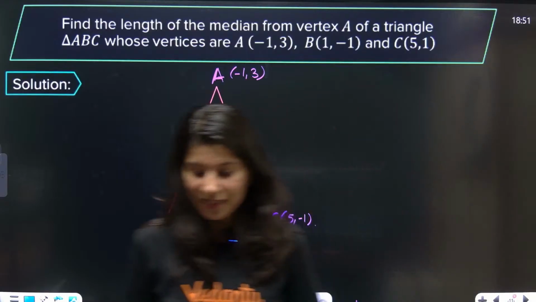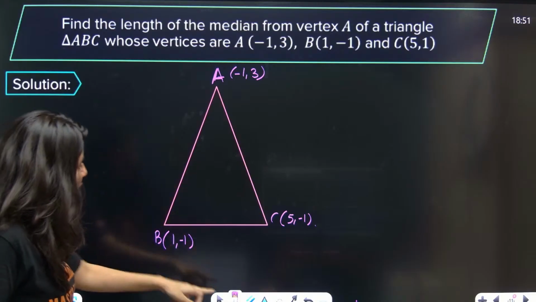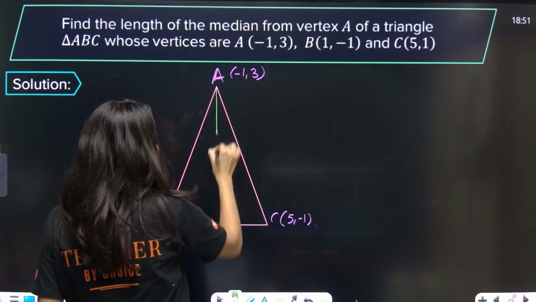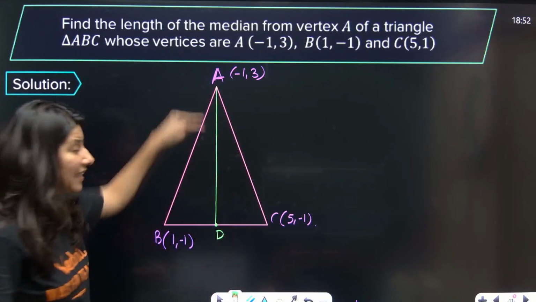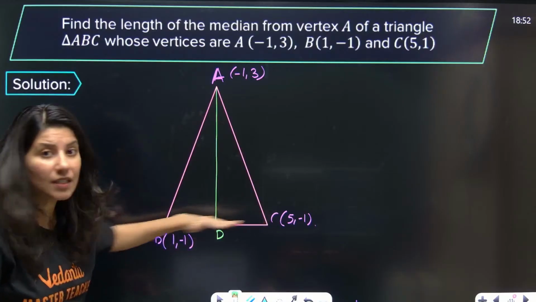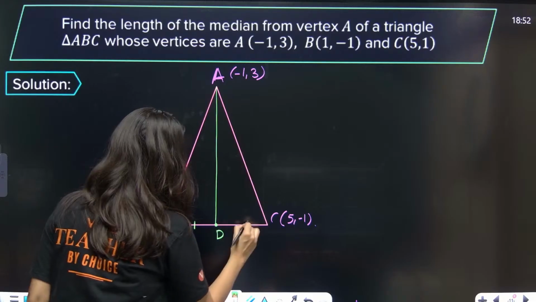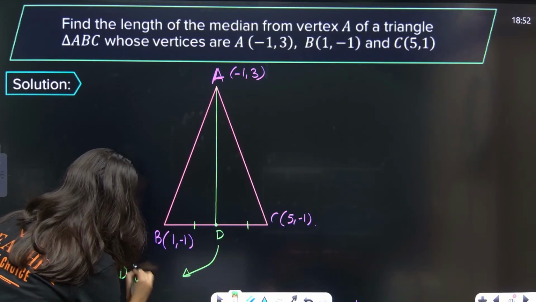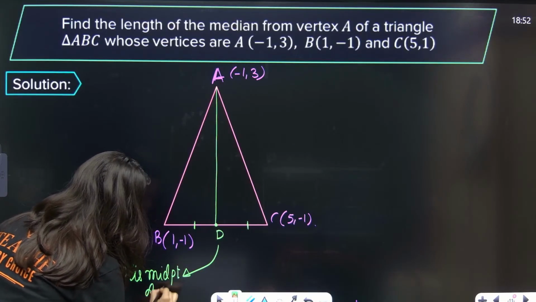Now, as per this question, what are they asking? Find the length of the median from vertex A. So, from vertex A, let me draw a median. Median, what is a median? Median AD will bisect the base. That means BD and DC will be equal. So, can I say that D is the midpoint? D is the midpoint of BC.